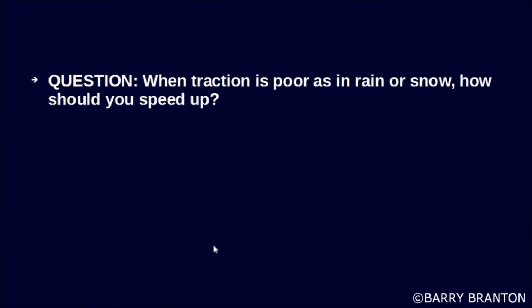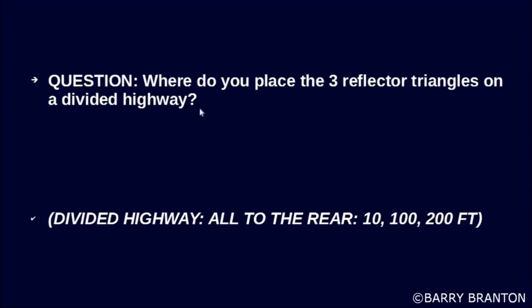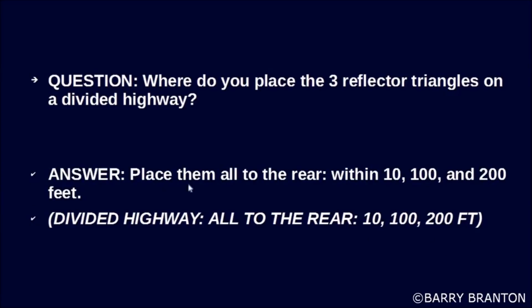When traction is poor, as in rain or snow, how should you speed up? Very gradually. Where do you place the 3 reflector triangles on a divided highway? Okay, so a divided highway, all to the rear. So you've got 10, 100, and 200 feet. So the correct answer is place all the reflector triangles to the rear within 10, 100, and 200 feet, all to the rear.